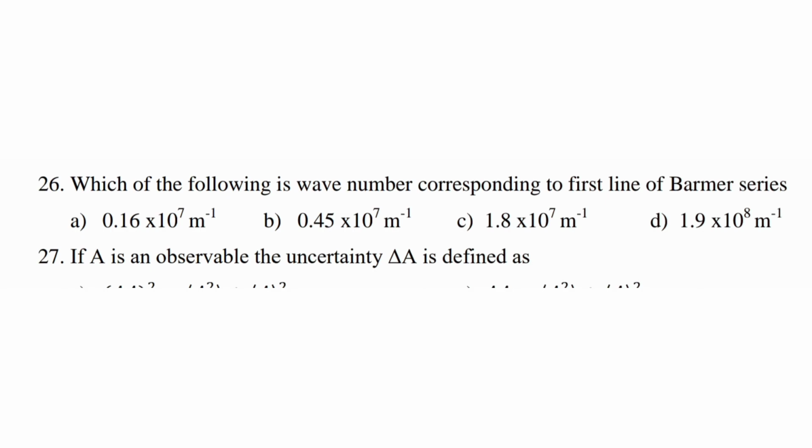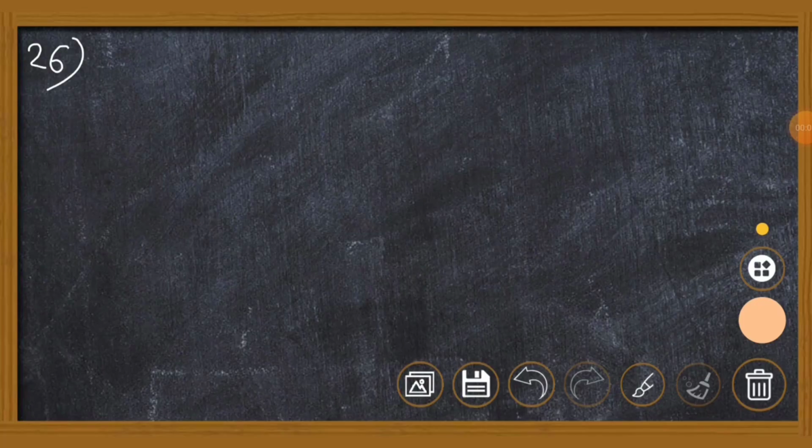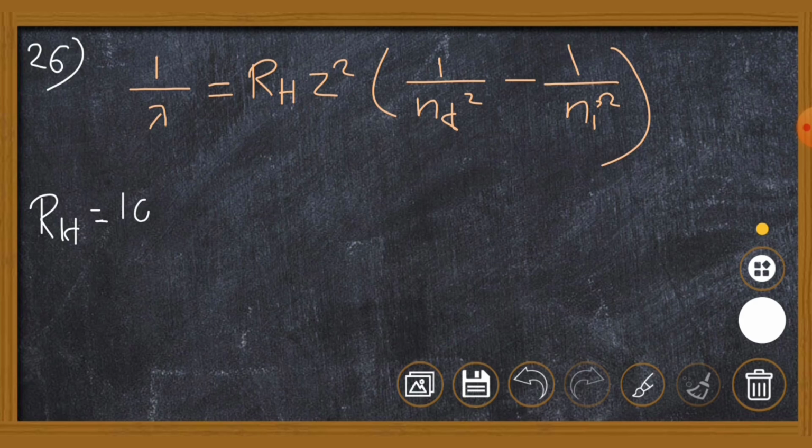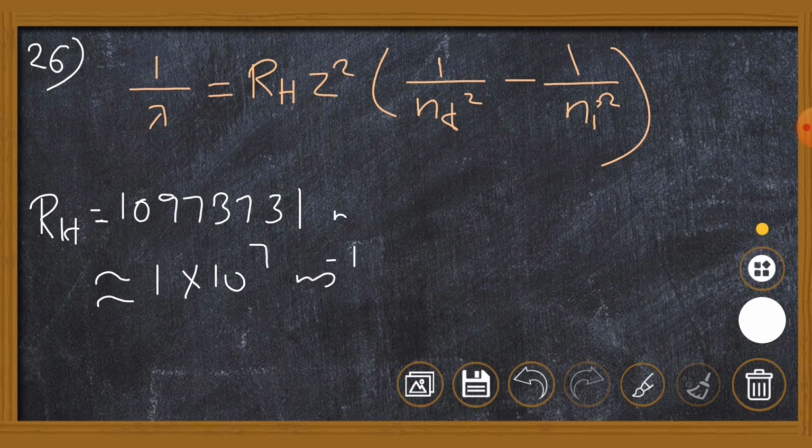Which of the following is the wave number corresponding to the first line of the Balmer series? Wave number is given by 1 by lambda equal to RH into Z square into 1 by NF square minus 1 by Ni square. Here the Rydberg constant RH is equal to 1097371, which is approximately equal to 1 into 10 raised to 7 per meter. And for hydrogen, Z equal to 1.